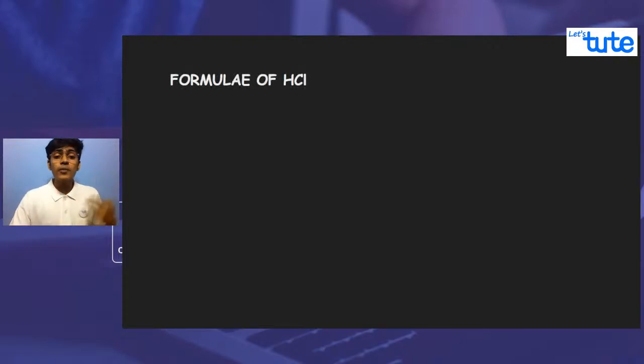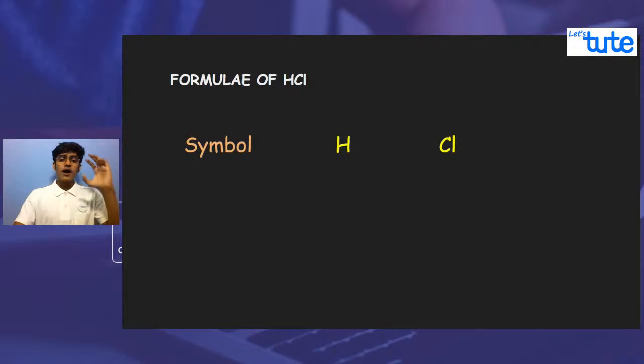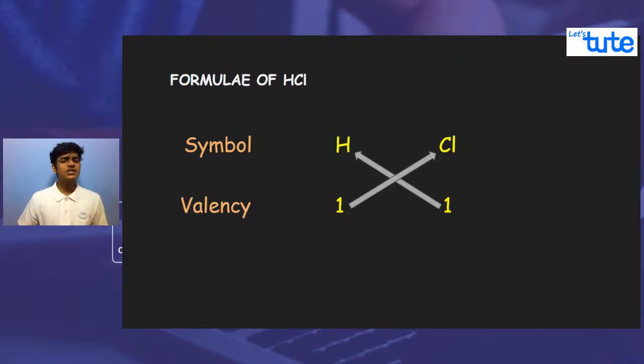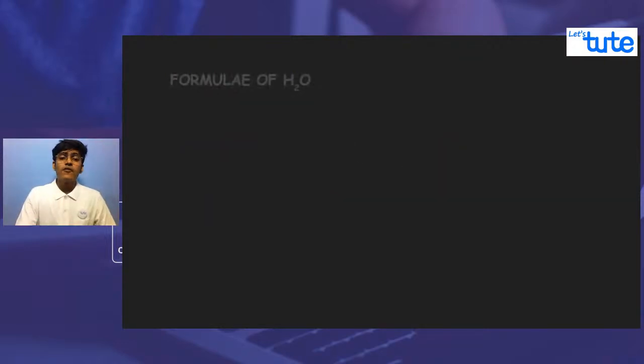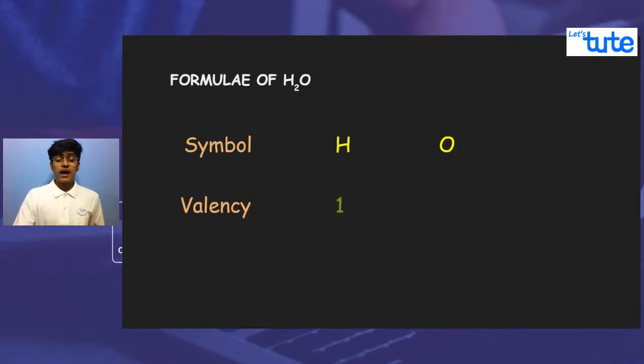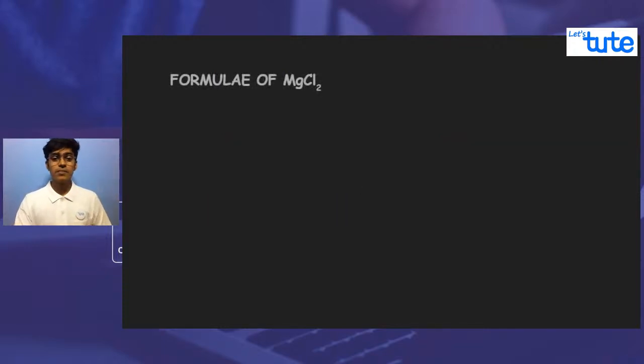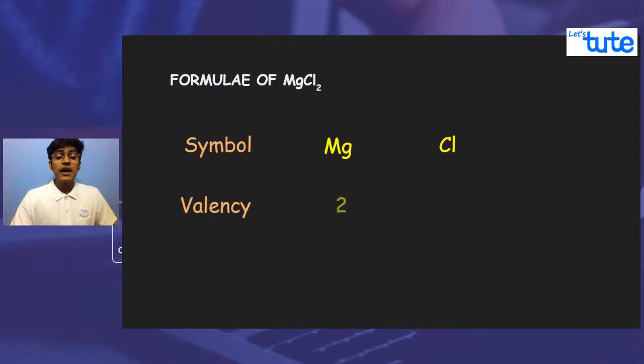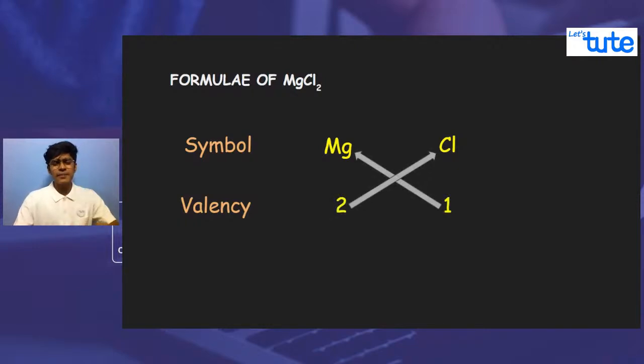So how to make formulas of these binary compounds? For example, if we had HCl, we were just supposed to write down the valency of these particular elements, cross the valencies, and we get the formula. For the next example, we had H2O. We know the valency of hydrogen and the valency of oxygen. Just cross them and you get the formula. Now, if you want to find the formula of MgCl2, we know the symbols and the valencies, just cross them and you get the formula.